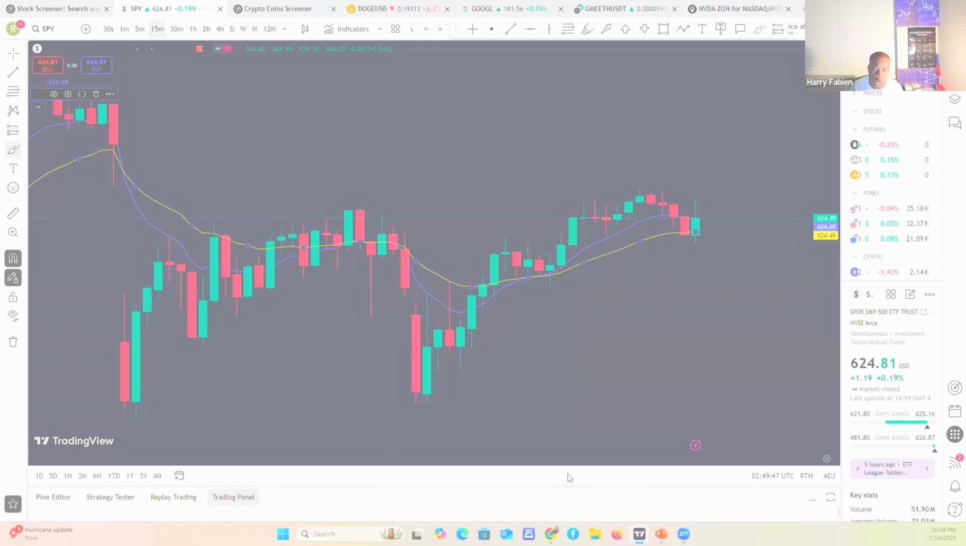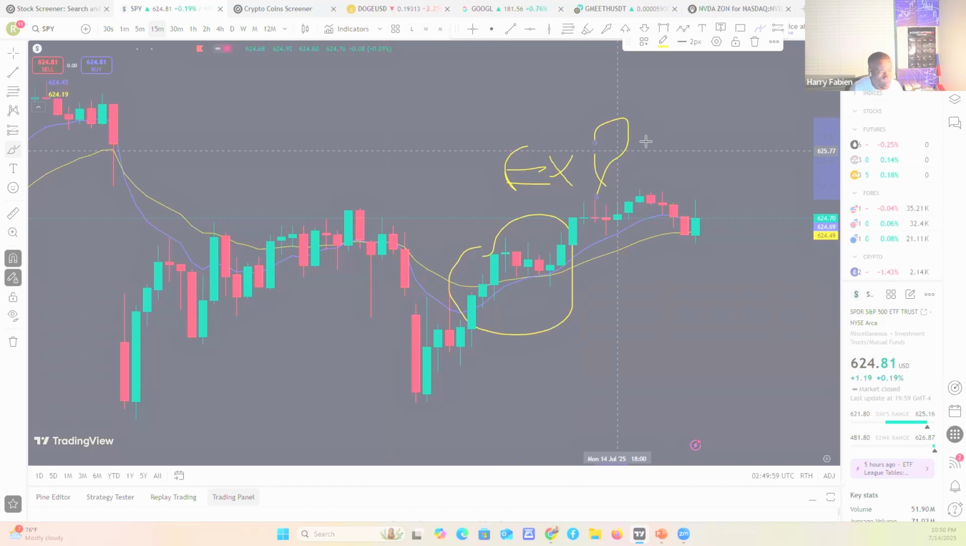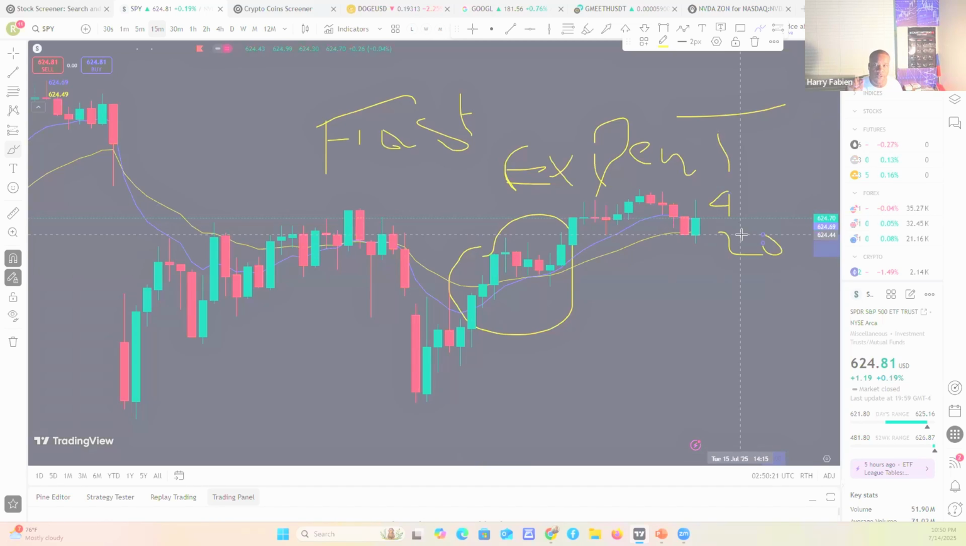Now you get those two moving averages, and these are the exponential moving averages. Don't forget, the exponential reacts faster. You use these two because they react fast. We call them the 9 and 20 moving averages. The blue is the 9 and the yellow is the 20. They react very fast, but you use them most of the time for day trading.